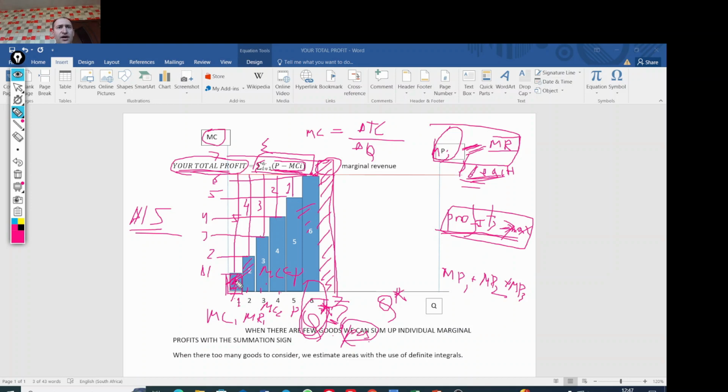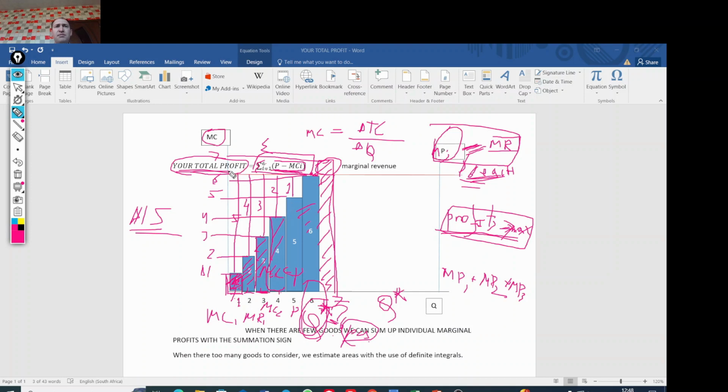and that bar has an area of 2, right? Because you multiply $2 by 1 unit. This bar has an area of 3 because it's $3 multiplied by 1 extra unit of production. As you shift from producing 2 goods to producing 3 goods, it's 1 extra unit of production. So you multiply the cost of that extra unit of production 3 by 1 unit. Here you multiply 4 by 1 unit, so that area is 4, right?